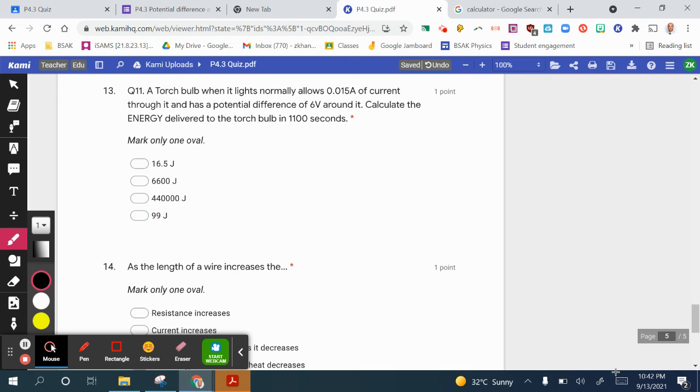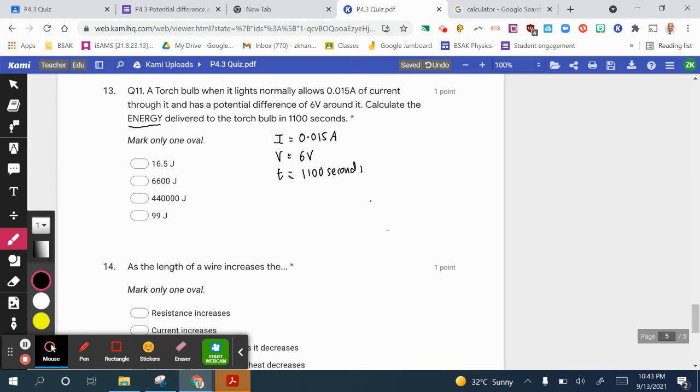The next question, question 11. A torch bulb, when it lights normally, allows 0.015 amps of current through it and has a potential difference of 6 volts. We're extending the same question. Now what we want to do is work out the energy delivered to the torch bulb in the 1100 seconds. So let me write down all the information we've got. We've got the current at 0.015 amps, the potential difference of 6 volts, and the time, 1100 seconds, that we are looking at for the charge going through this torch bulb.